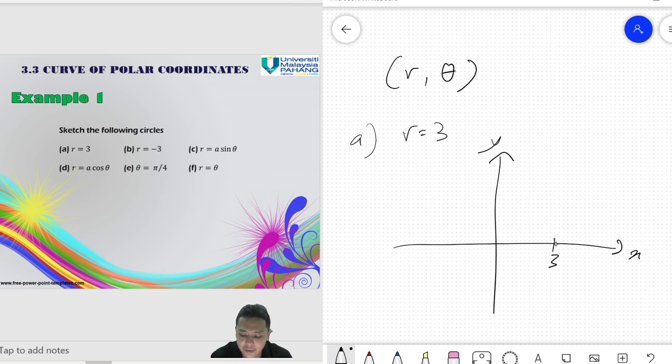So let's start to rotate first. We arrive at pi over 2. We proceed again, maintaining the distance of 3. This will be pi, 3 pi over 2, and we stop at the full, complete 2 pi. So as you can observe here, it will be the shape of a circle with a radius of 3.